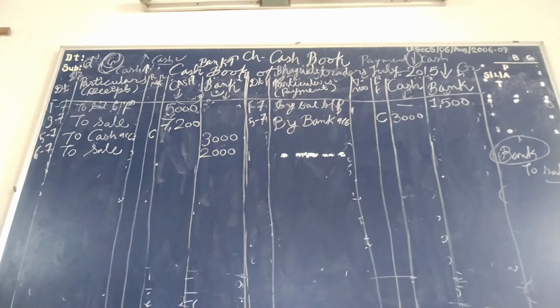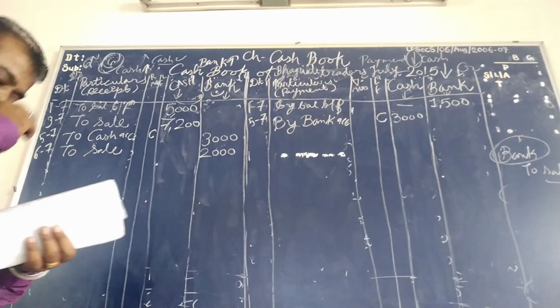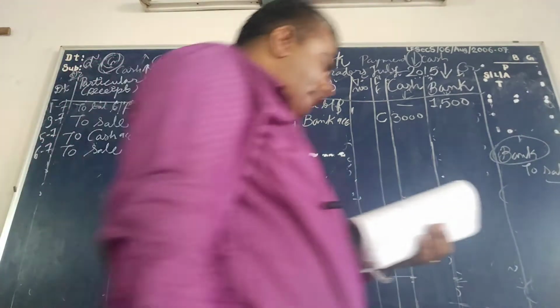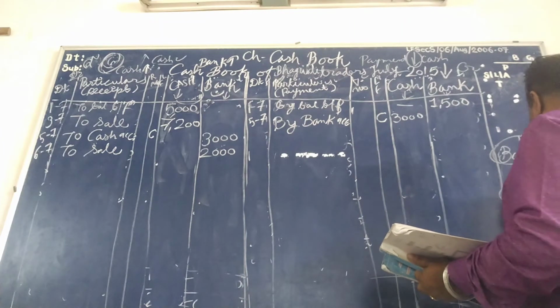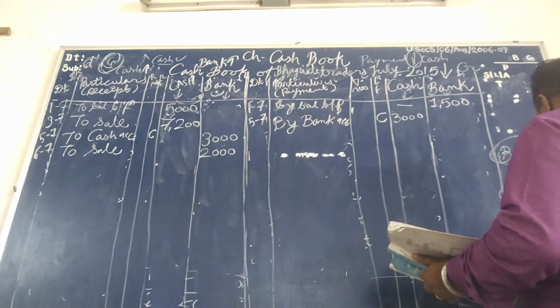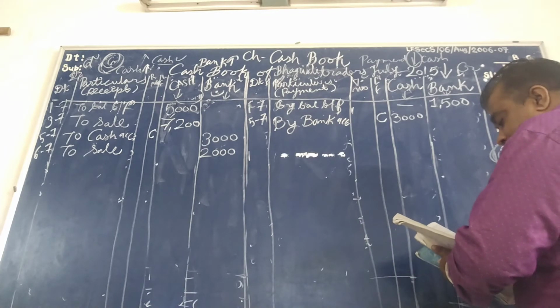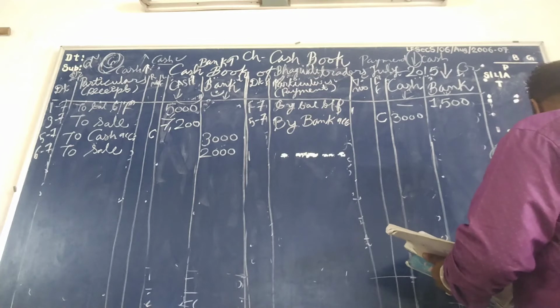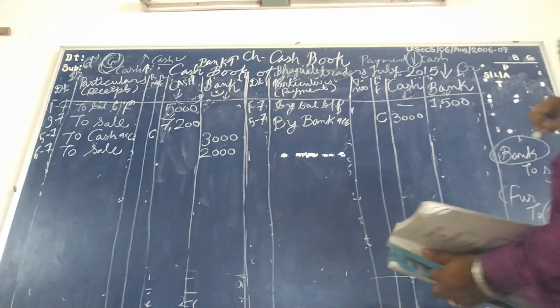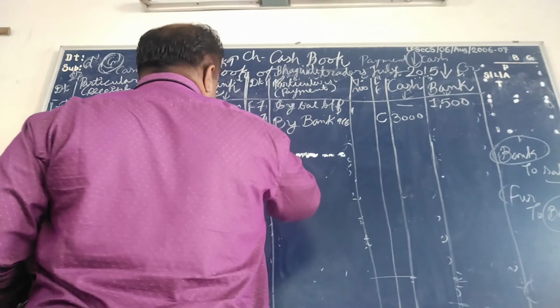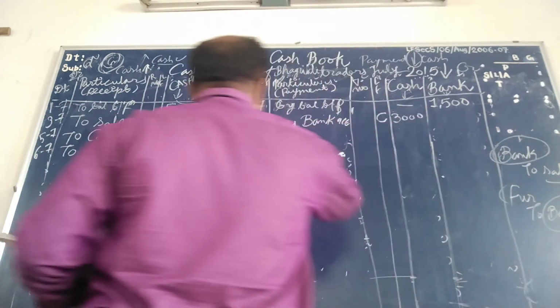Now the next one, 8th July, furniture of rupees 2,000 purchased and the amount is immediately paid by the check. We purchase the furniture and the amount is paid by the check. So the journal entry will be passed as furniture account debit to bank, as we paid in the form of check. So bank account will be credited here. So on the bank's credit side we write here: we give the check for the purchase of furniture. So here we write buy furniture.